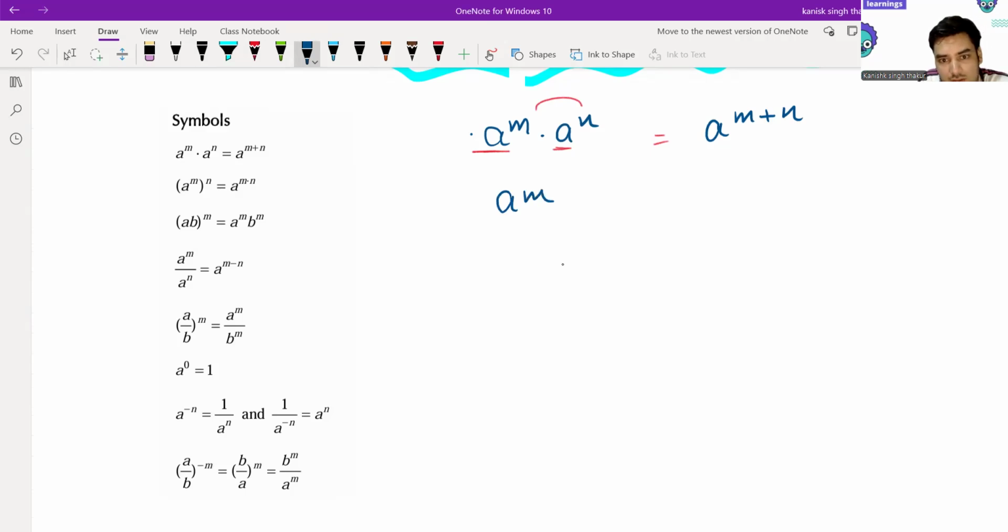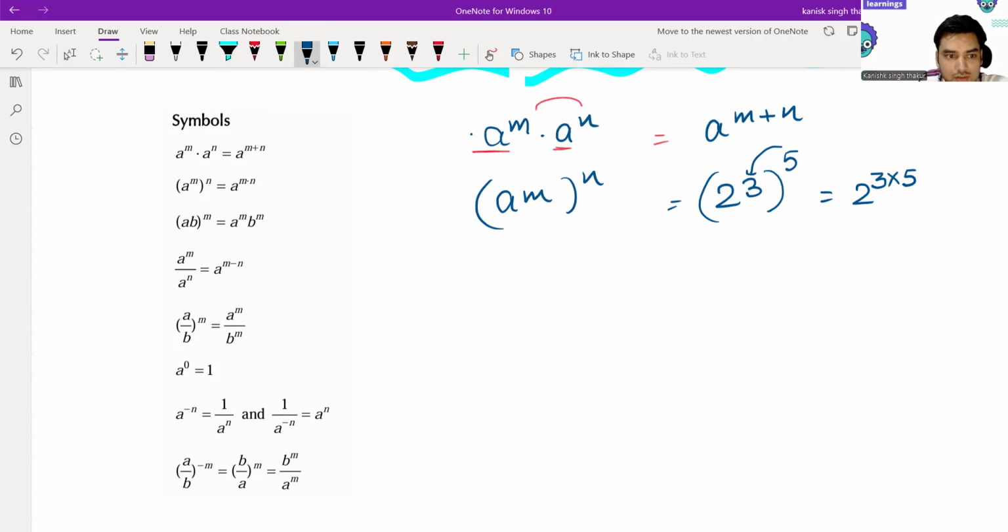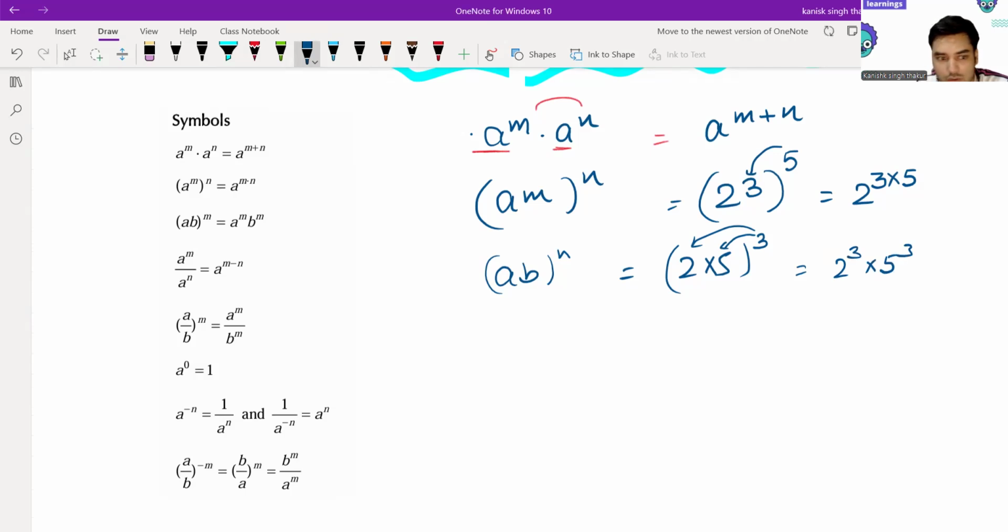Now, if you have a to the power m whole to the power n, like 2 to the power 3 whole to the power 5, then this 5 will be multiplied by 3, so it becomes 2 to the power 3 times 5. Suppose you have ab whole to the power m, like 2 times 5 whole to the power 3. This 3 will be on the 2 and on the 5 also, so it's 2 cube times 5 cube. So all these laws are there.